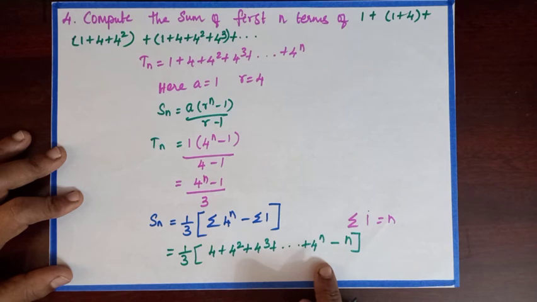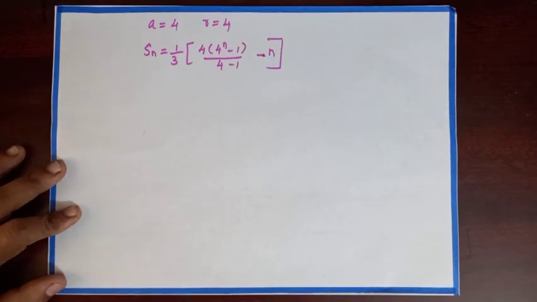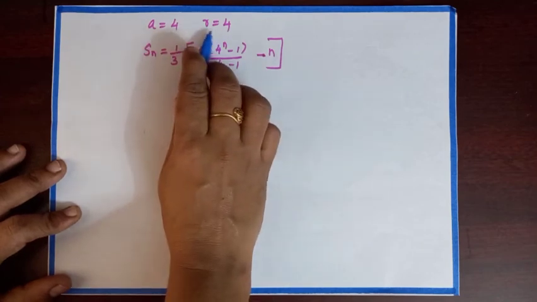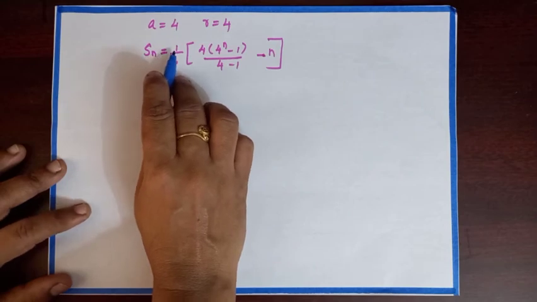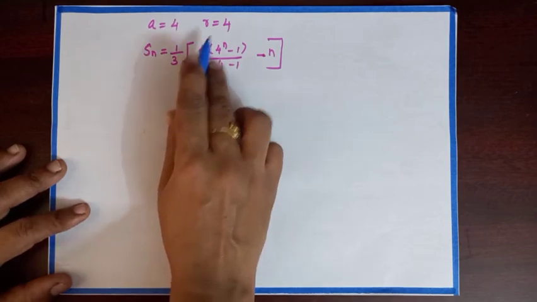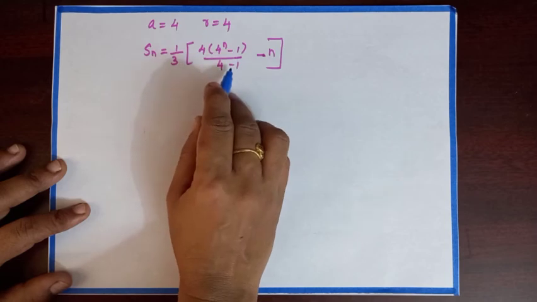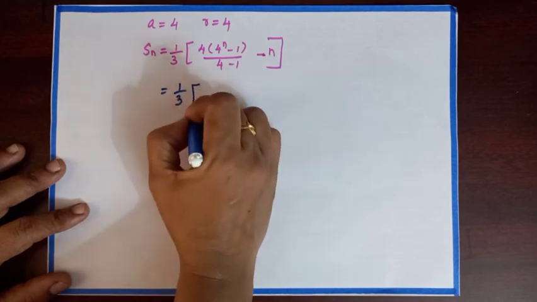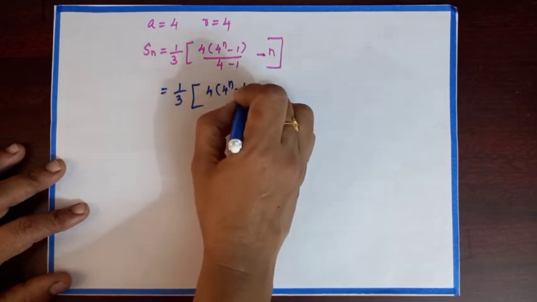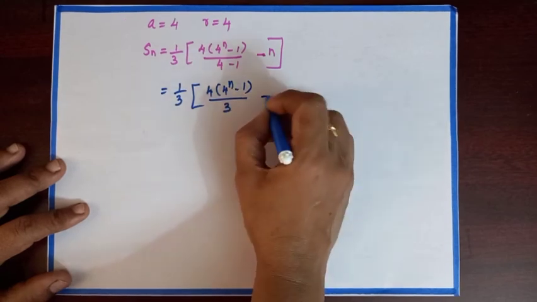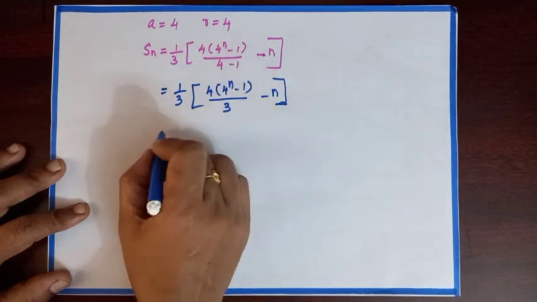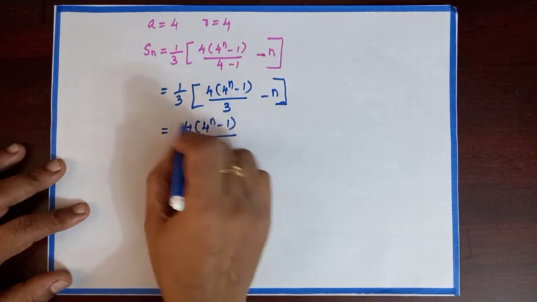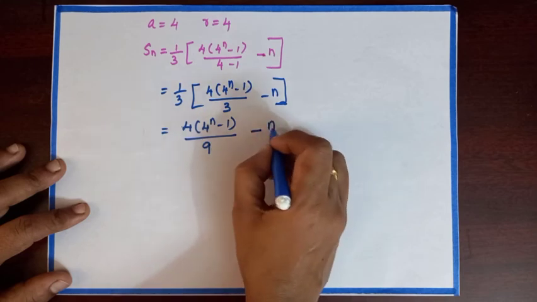It is also in the form of GP, which is equal to A is 4 and R is 4. Sn, that is 1 by 3, A value is 4, R is 4, 4 power n minus 1 by 4 minus 1 minus n, which is equal to 1 by 3 into 4 power n minus 1 by 4 minus 1 is 3 minus n. Now I am going to multiply 1 by 3 inside the bracket. Then I will get 4 into 4 power n minus 1 by 3 3s are 9 minus n by 3.